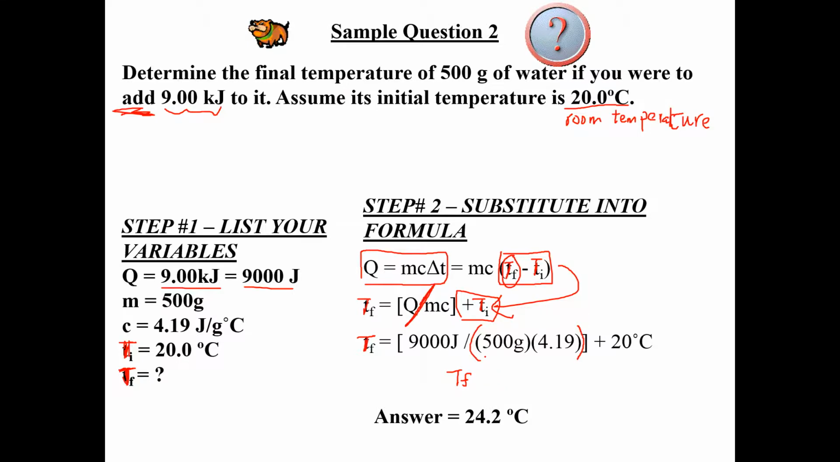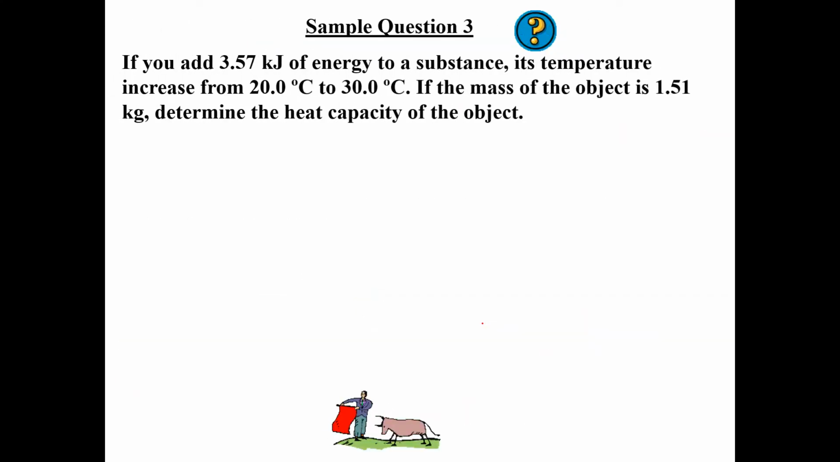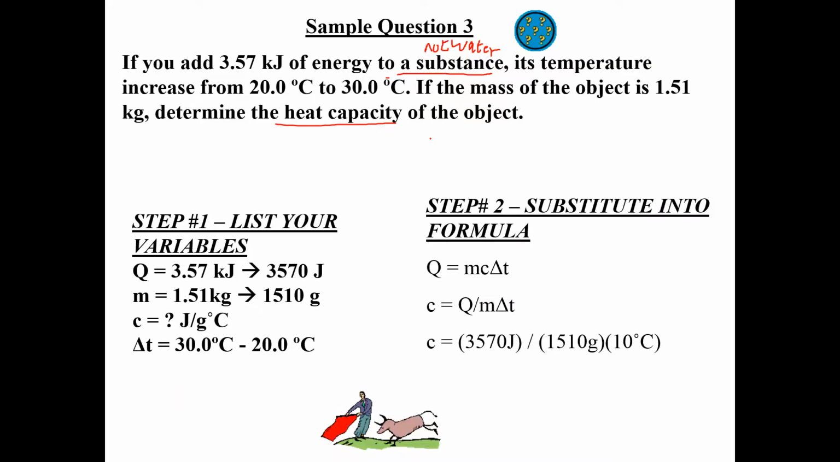All right, so that's the second example, how you can calculate. There are 2 more we're going to look at, but I would like you to try them yourself. Third question. If you add 3.57 kilojoules of energy, the temperature changes, and you know the mass is 1.51 kilograms. It is not water, it's a substance. Be careful, not water. This answer is not 4.19. Determine the specific heat capacity. Spoiler, the answer is 0.236, with correct sig digs of course.